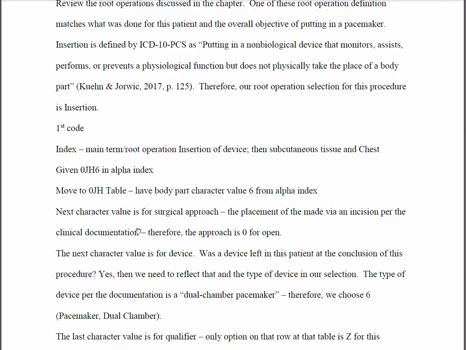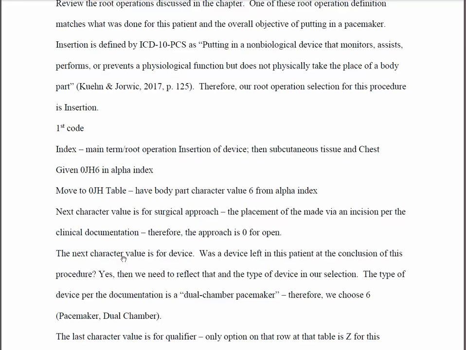The next character value in the code structure of ICD-10 PCS is for surgical approach. For your clinical information, back in the operative report, the placement of that disc was made via an incision. Therefore, we know based on what we learned back in chapter 1 that an incision is going to relate to the surgical approach of open. And at that table and at that row, the identification of open is by the character value of 0.